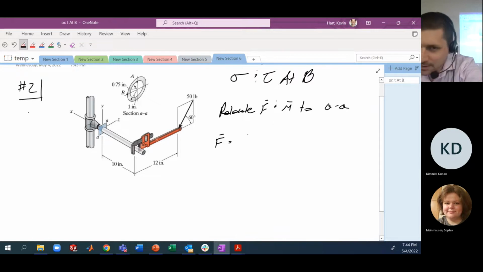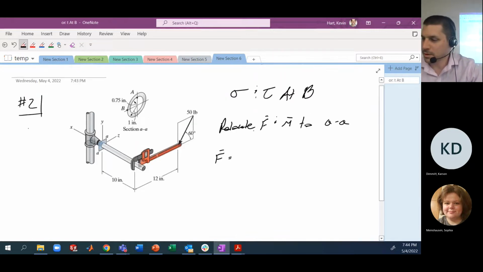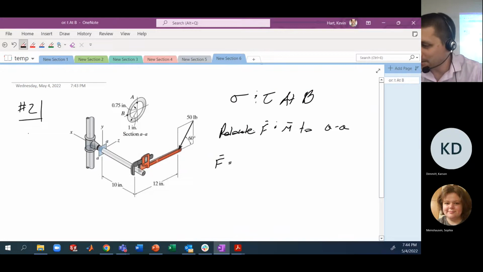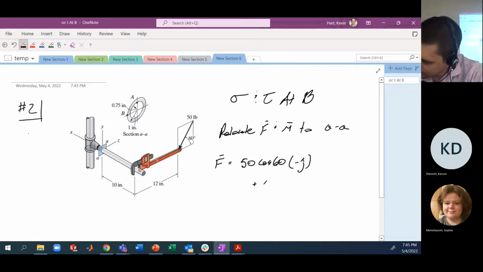Here this 50 pounds has some components in both the y and the z direction. So here this looks like 50 times, what would this be? Cosine 60 in negative j hat plus 50 times sine 60 in k hat. Y'all cool with that?